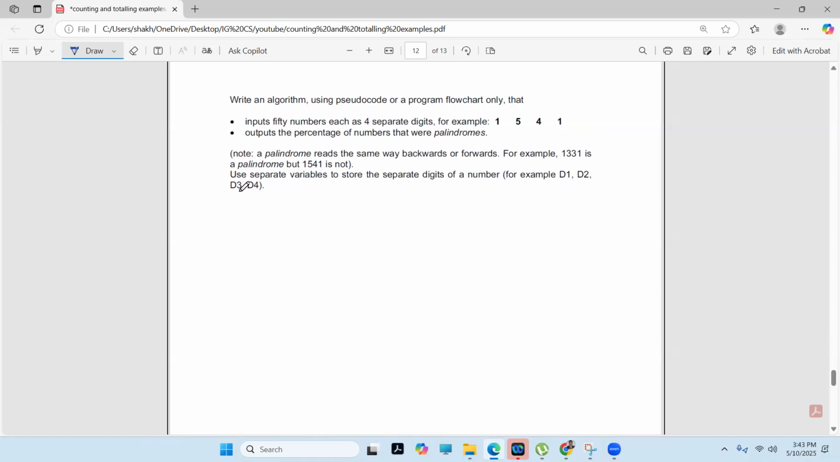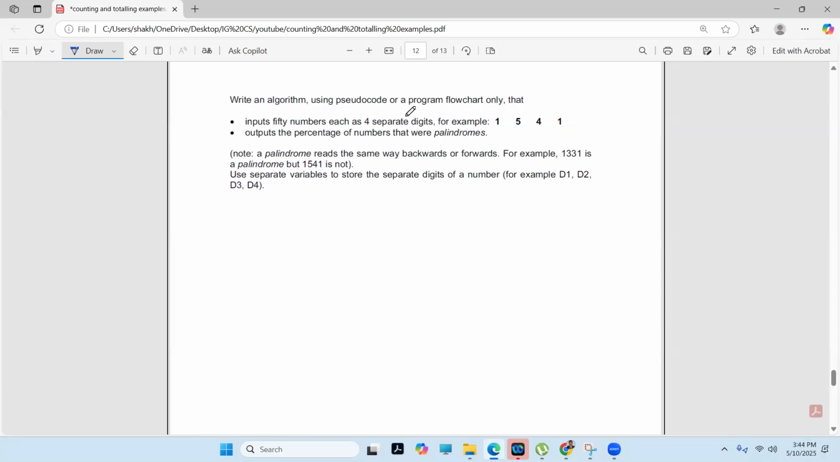So in this full lesson of counting and totaling, we discuss a lot of different types of questions. If you practice all these different types of questions 2 to 3 times, it will help you to improve your critical thinking and get a good grade. So let us start this one.